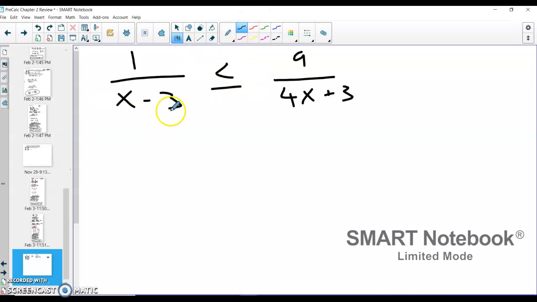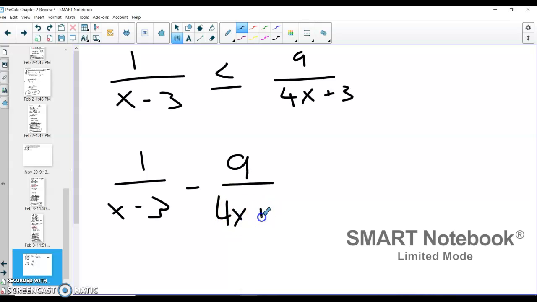Subtracting here now. Okay, same kind of thing. I might not be able to finish this one, but we'll get as far as I can in the next 5.5 minutes. I'm going to subtract 9 over 4x plus 3 because, again, I want it to be less than or equal to 0. So I get 1 over x minus 3 minus 9 over 4x plus 3 less than or equal to 0.